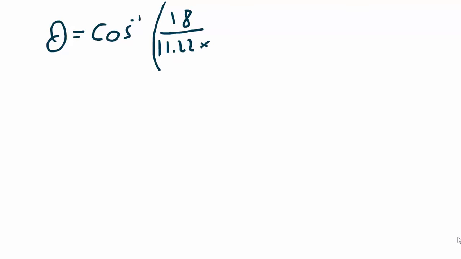We can then substitute into that rearranged equation because we know everything we need to find the angle. So the dot product bit was 18 kilonewton meters, the magnitude of the force was 11.22, and the distance was 3 meters. That will work out as an angle of 57.67 degrees.